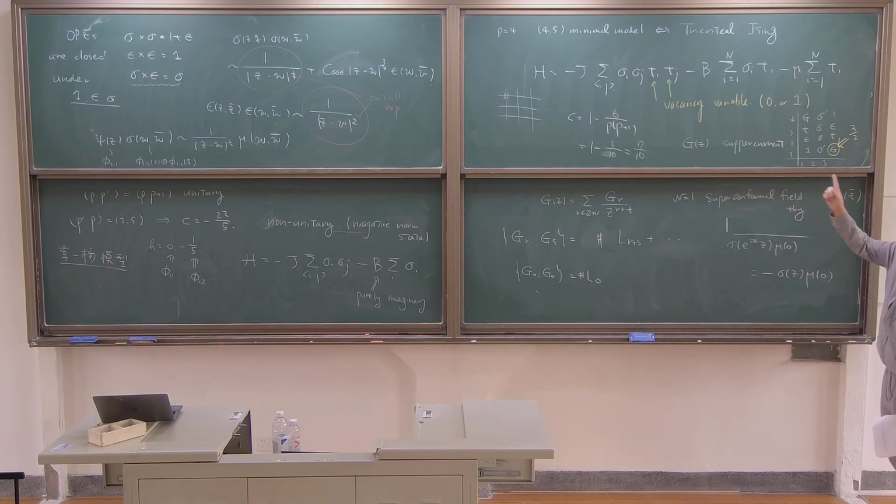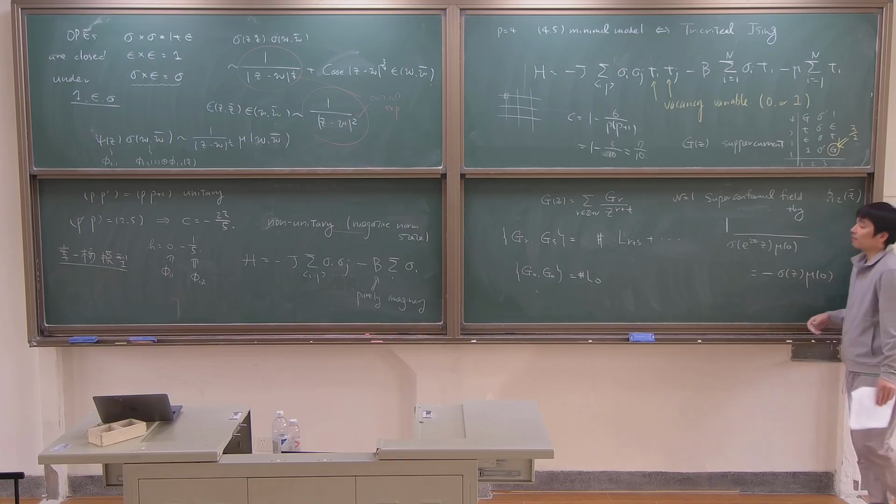Somehow, if you consider this tri-critical Ising model, you encounter so-called supersymmetry. Okay, so that's the remarkable thing. It was found in the mid-80s. And also, many interesting things happen.